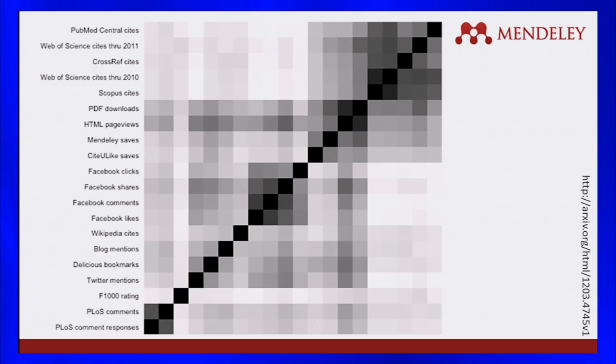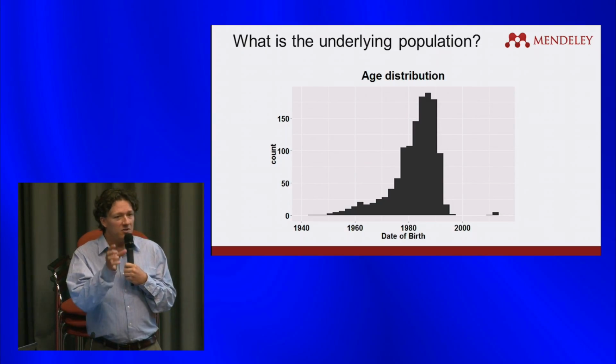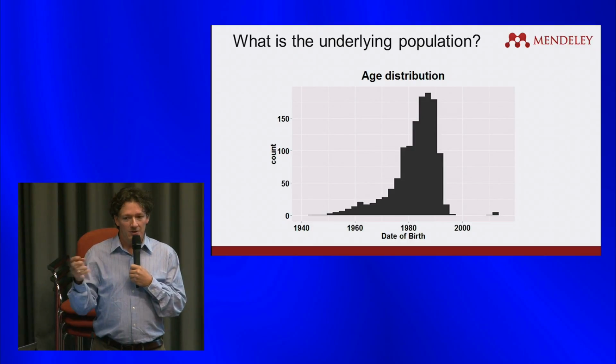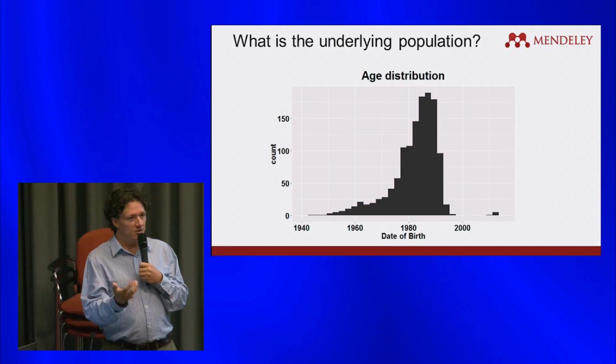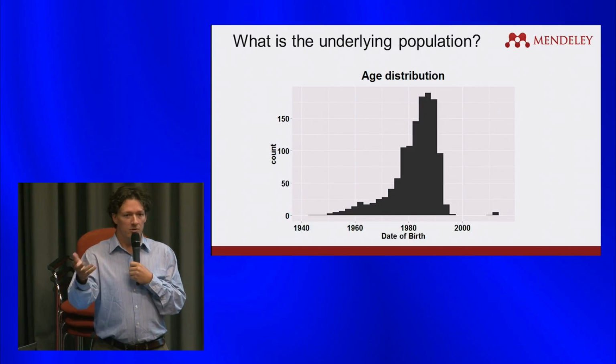But fundamentally, and this is some great work done by Jason Priem et al., showing the darker the square is, the stronger the correlation is, Mendeley saves, so these guys right here, are kind of like downloads or page views, but really the only thing that they're very much like is themselves and other social bookmarking activity. So we thought we need to understand not this paper-centric view where you're looking at a paper and aggregating all this information about the paper, but we need to understand the underlying population. So let's take a population of people and understand what they're doing with their documents.